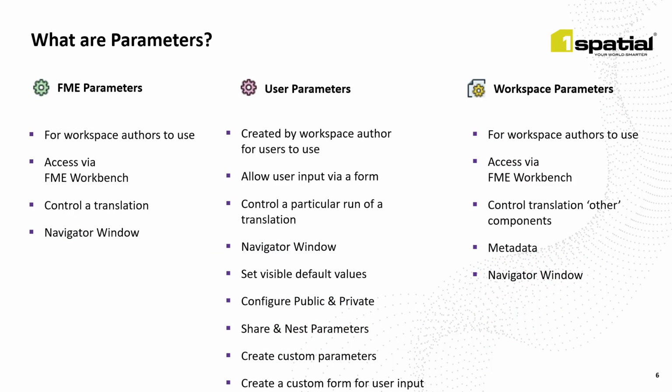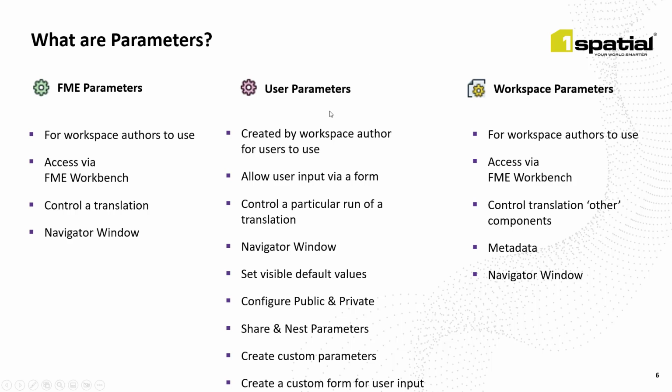So let's have a quick look at the different types of parameters we've got, and then we'll jump over to FME and look at them directly. Parameters can be distinguished by their coloured icon. So FME parameters are green. They can be accessed in FME Workbench only, and they're for the workspace author, the technical user, to use.